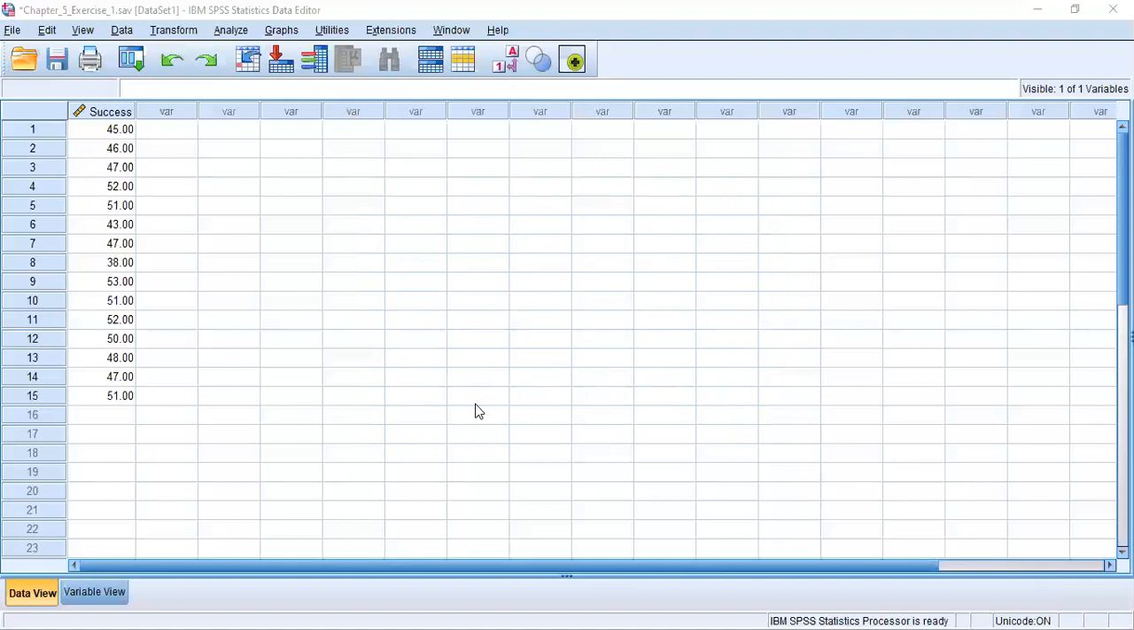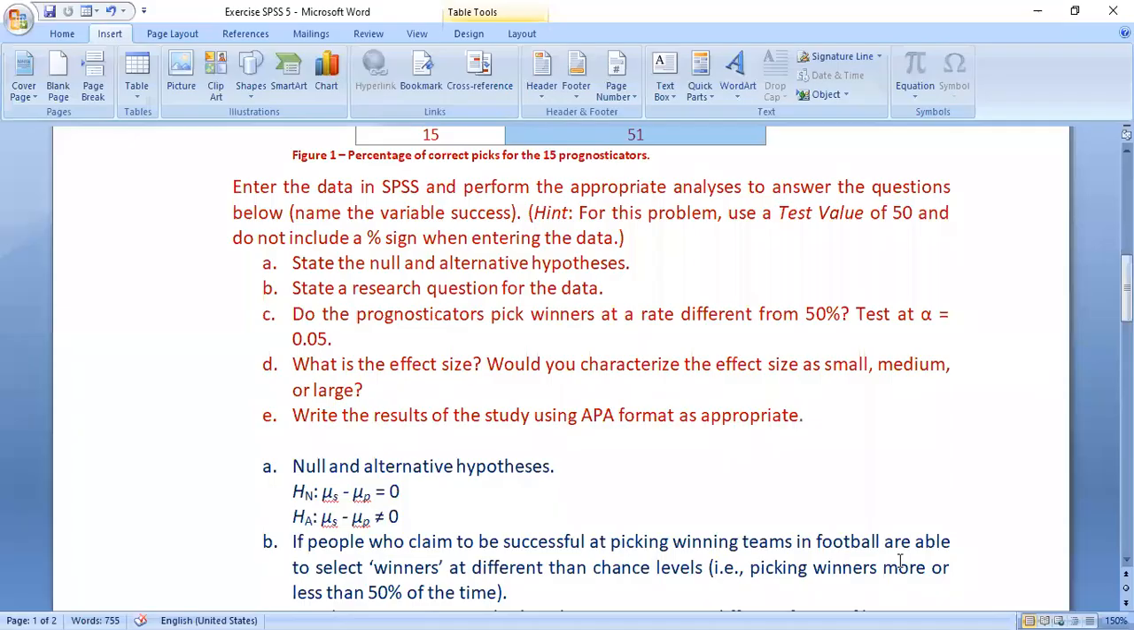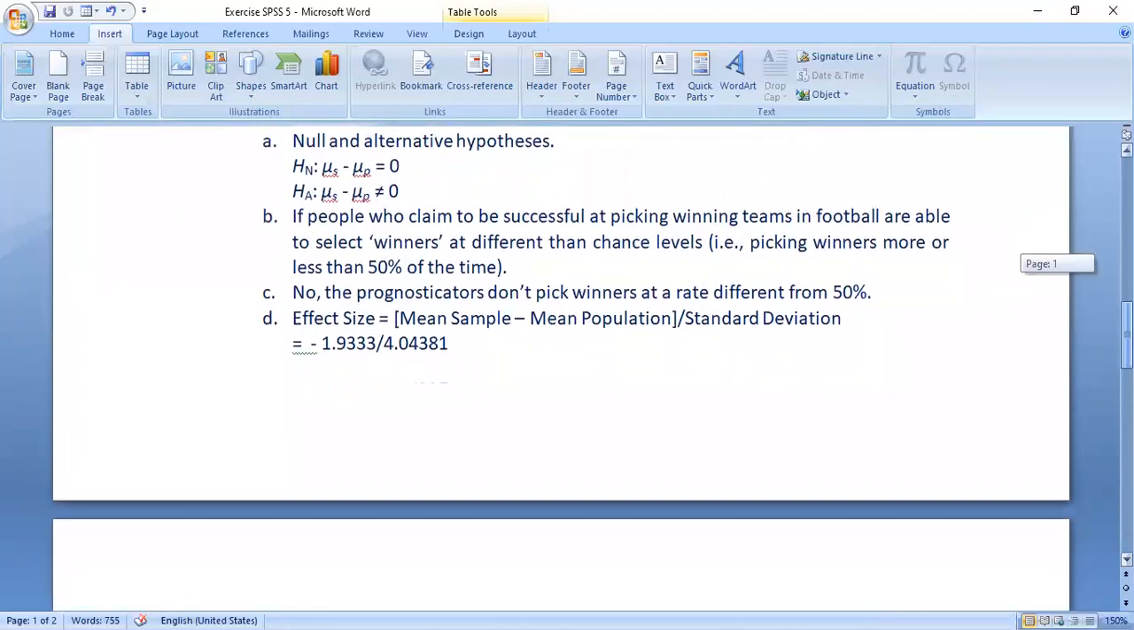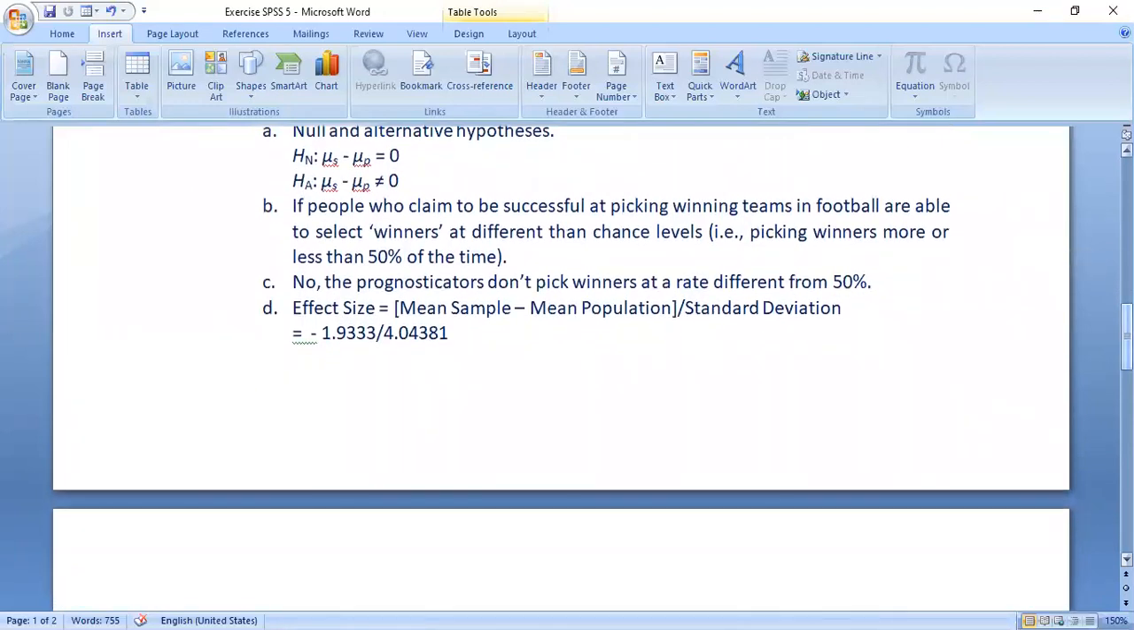So that's done. Moving back to the original question screen, where we'll try to answer the remaining part of the question. So here we go. This is the question for us. I'm trying to answer the C part. No, the prognosticators do not pick winners at a rate different from 50%, because the answer is 48.0667. So definitely it is not much different from 50%.